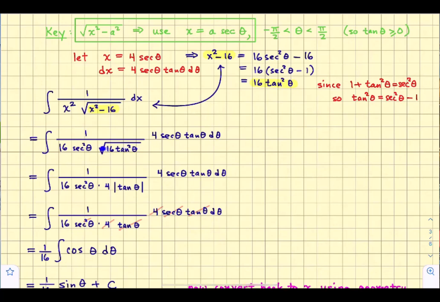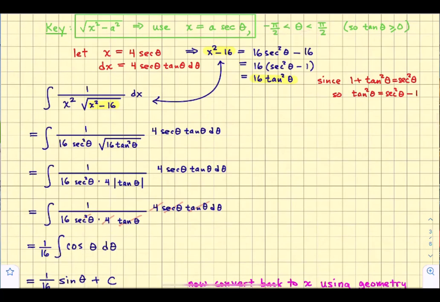So here we'll simplify this. We'll write the square root of 16 as 4. The square root of tan squared theta we will write as the absolute value of the tangent of theta. This just is what it is. Since we made sure we chose a range that made our tangent greater than or equal to 0, we know the absolute value of the tangent of theta is the same as the tangent of theta.